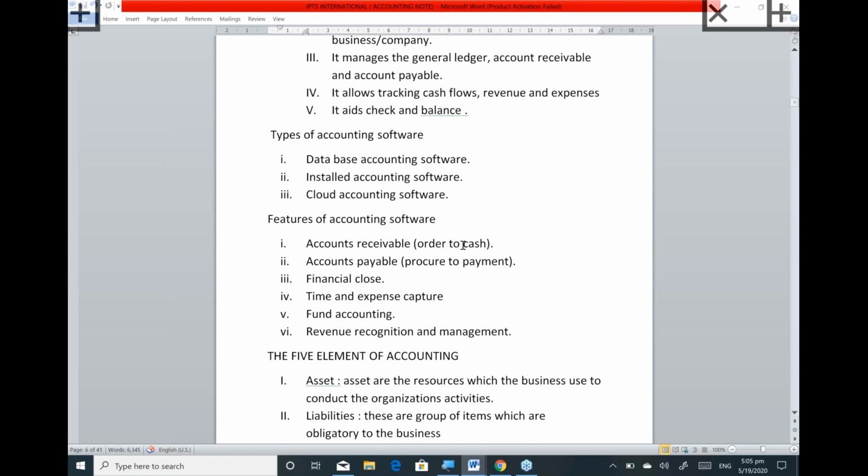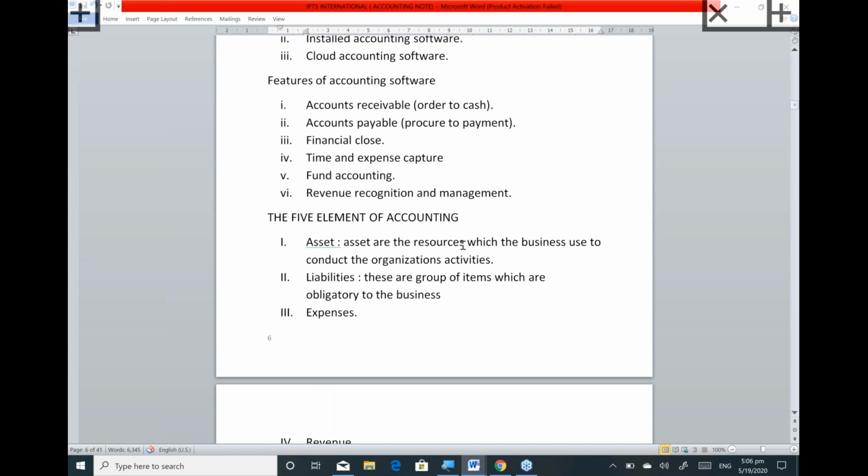One, accounts receivable, order to cash. Then you can always know what you receive. Two, accounts payable, procure to payment, what you have paid and what you have received. Then we look at financial close. At the end of the day, you can close your finances, you can close your inventories. And three and four, time and expenses captured. You have enough time and you can also limit your time. Then expenses captured, you can easily tell what you have spent and what is coming in or out.